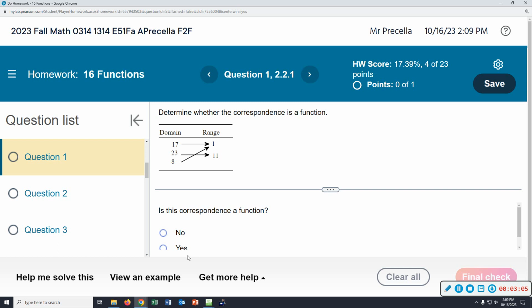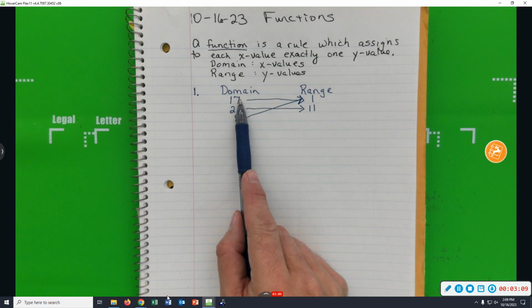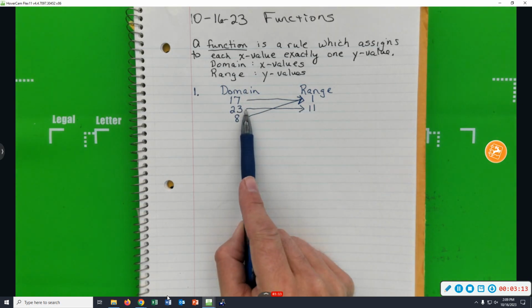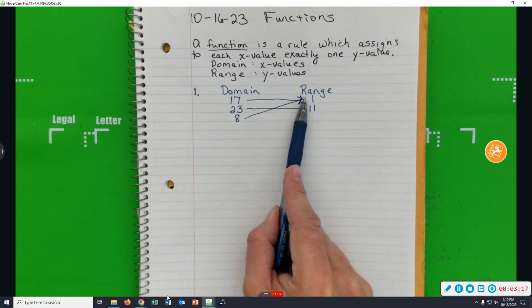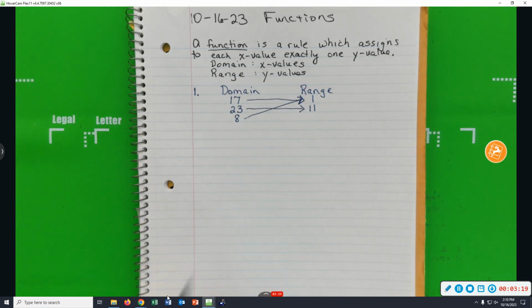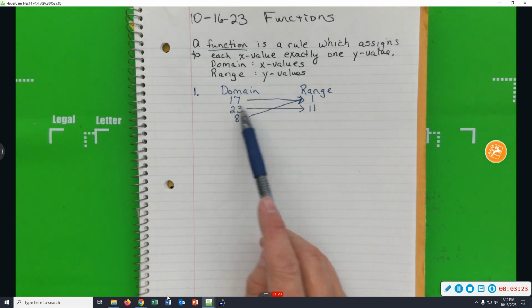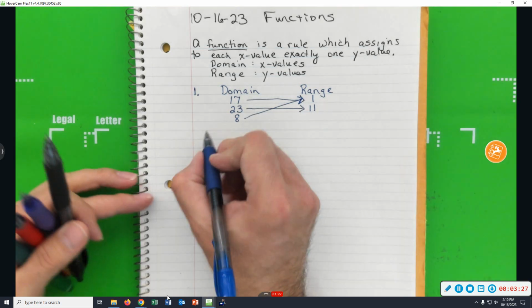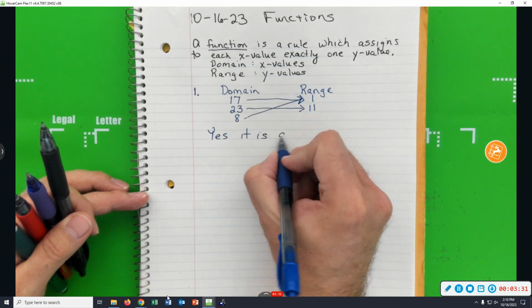Let me switch to the page. See here, number 17 just has one y value assigned. The number 23 has one y value. The number 8, one y value. Is this a function? Is each x value getting only one y value? Yes. So this is a function.